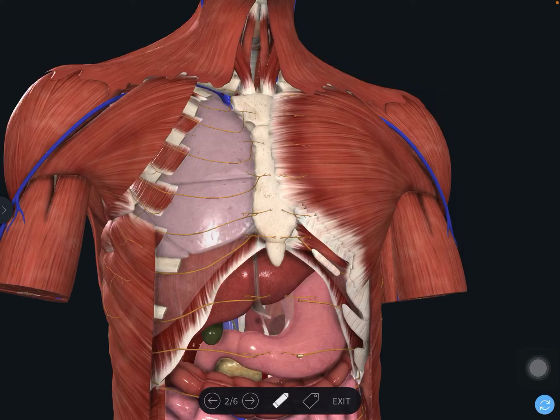Now we will start the intercostal spaces. So these are the ribs. Between these ribs we have the intercostal spaces. They are 11 in number on each side. The last two intercostal spaces are open in front because the 11th and 12th ribs are floating.